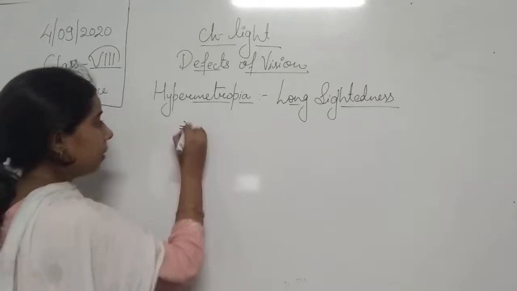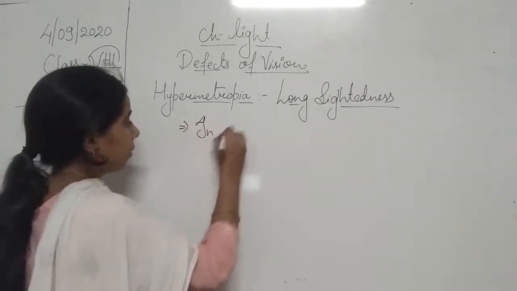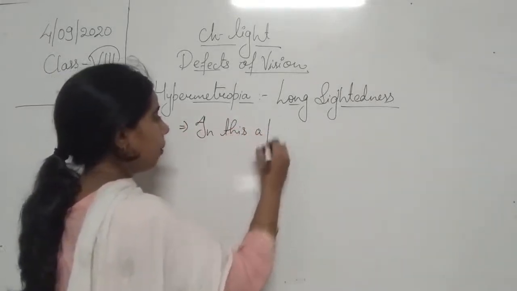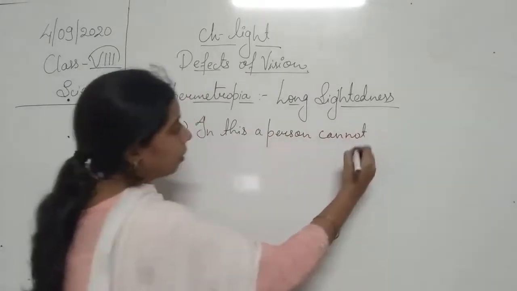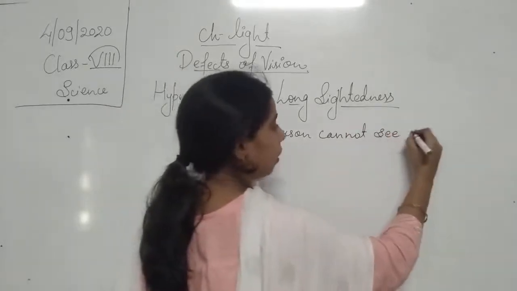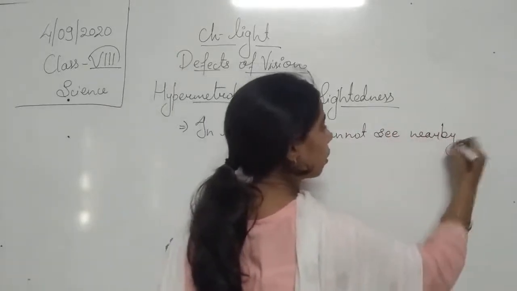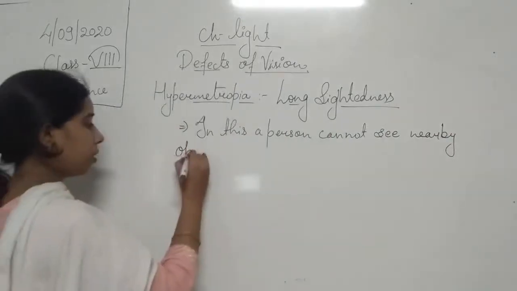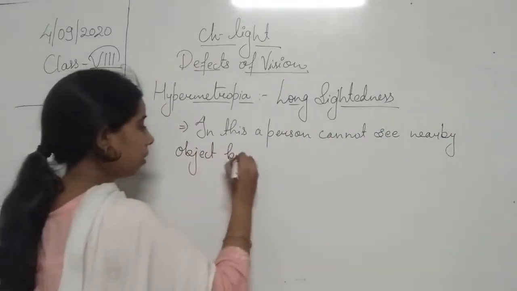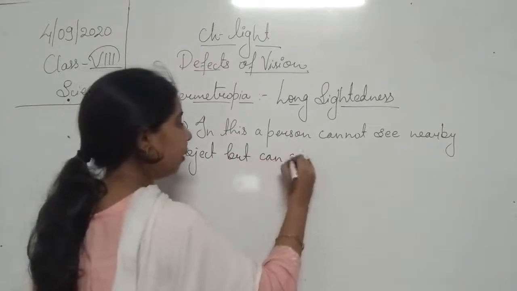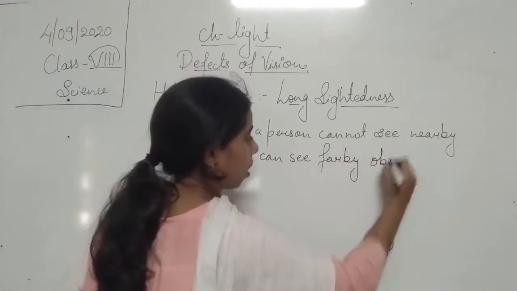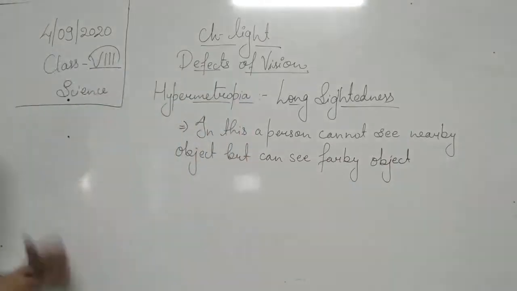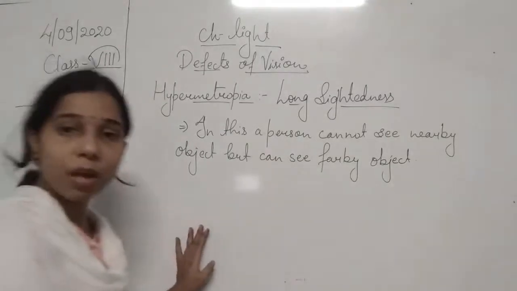So we can write it. In this, a person cannot see nearby object, but can see far by object. So you see here, students, a person cannot see the nearby object but can see the far by object.